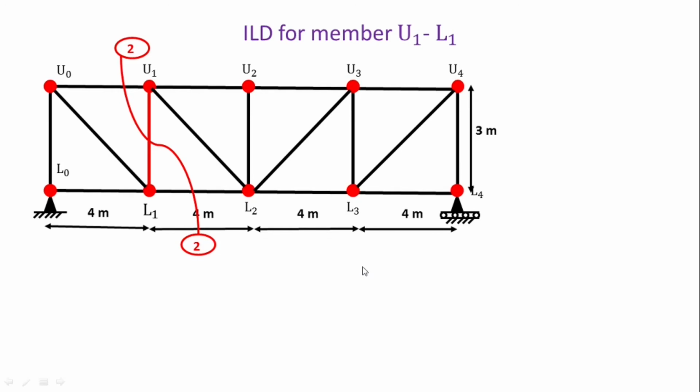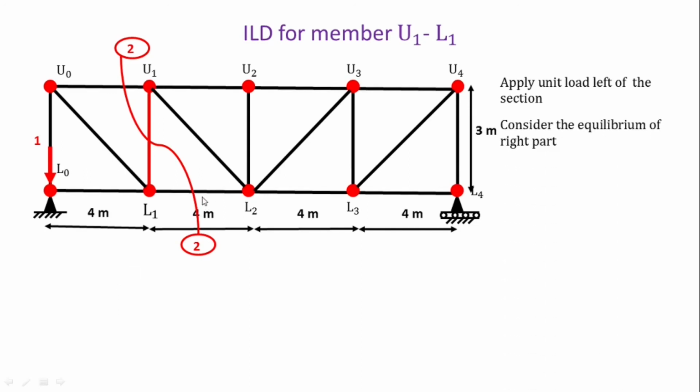So now here first we are applying the load on the left of the section, because we are applying the load on the L0. So this is the left of the section. So apply this unit load on the L0, then consider the right hand part of the section as the equilibrium condition. So here the forces U0 U1, then U1 L1 and the L1 L2, but consider only the right part of the section, ignore the left side part.